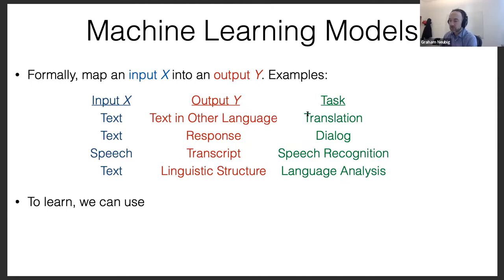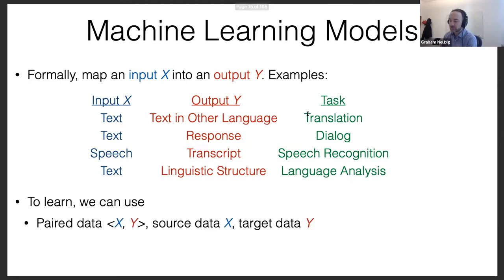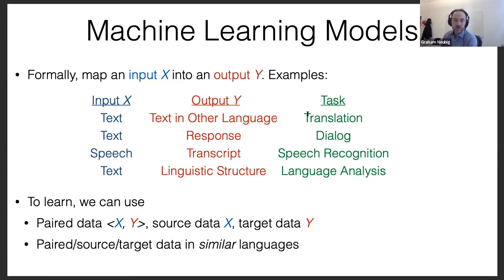And to learn, we can use paired data, including both the inputs and outputs; source data, which includes only the input, so that could be something like monolingual text; or target data, which also could be something like monolingual text. Another really salient thing that we need to be able to do for multilingual learning or cross-lingual learning is we can use paired source and target data in similar languages.